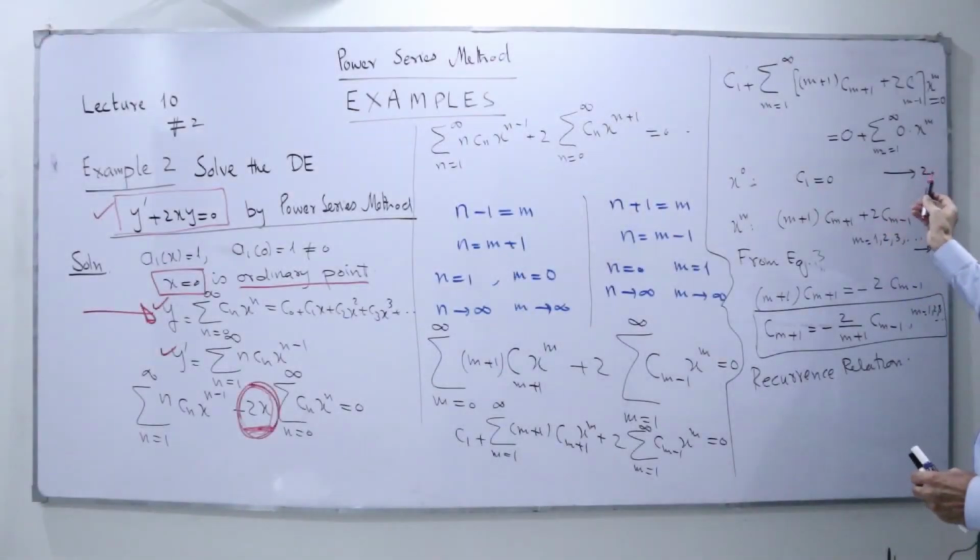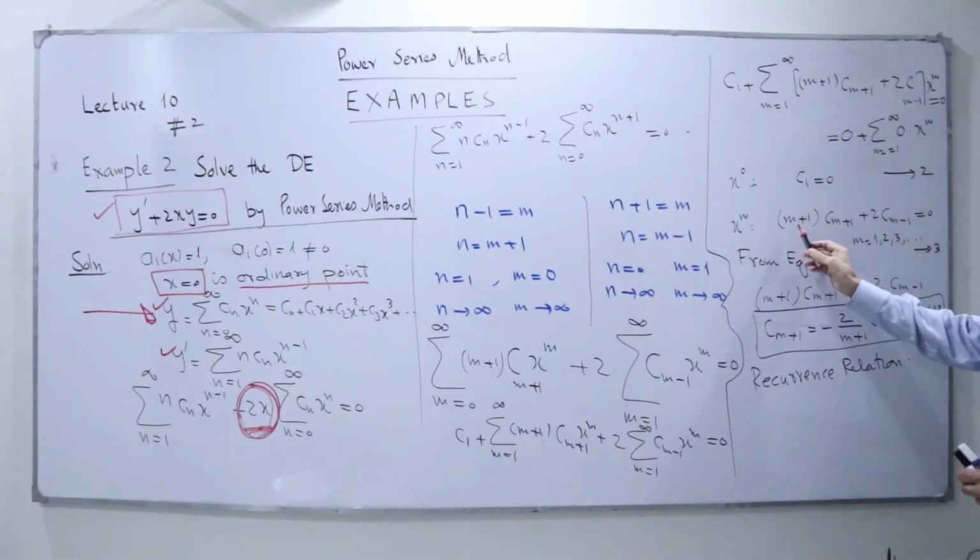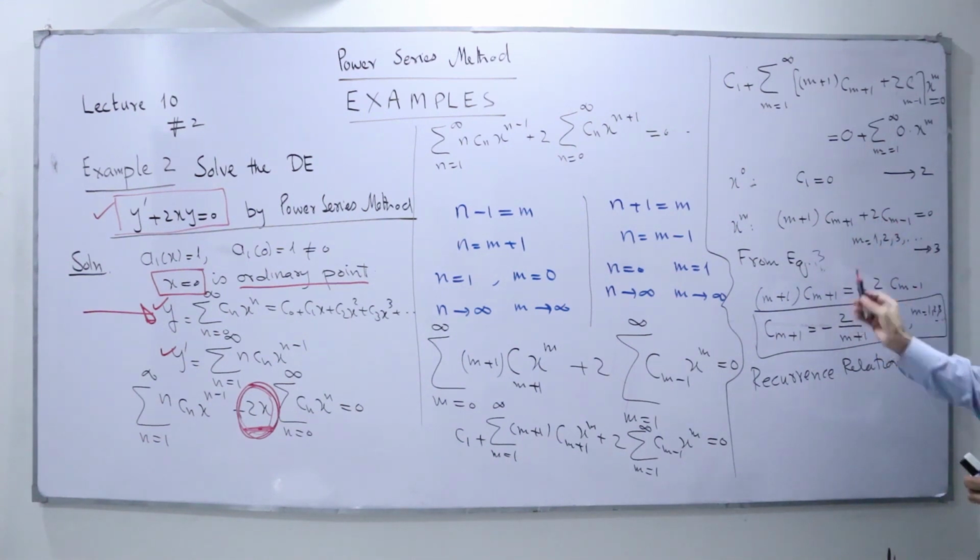Coefficient we get is two equations, equation 2 and equation 3. We rewrite equation 3 by taking this minus 2 c_{m-1} to the right hand side. We get here minus, this plus becomes minus, (m+1) c_{m+1}. Now we get the value of c_{m+1} divided by (m+1). We get here minus 2 over (m+1) times c_{m-1}.